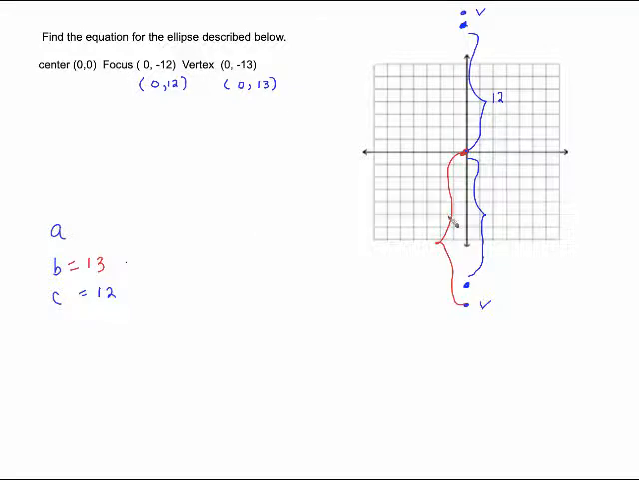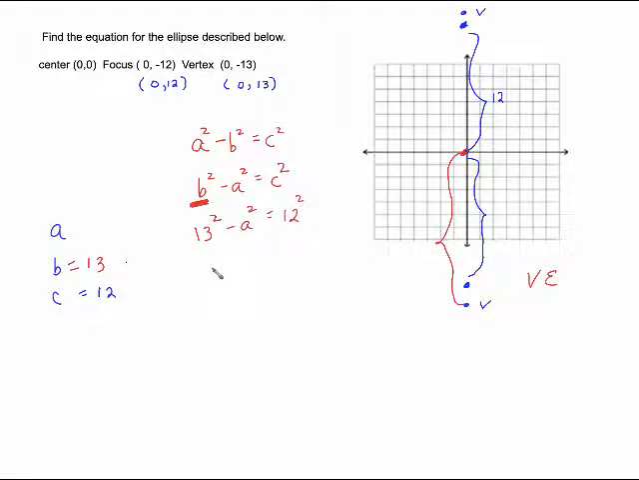We have to find out what A is. You know that to find A, it'll either be A squared minus B squared equals C squared, or it will be B squared minus A squared equals C squared. And how you decide which it is depends on if this ellipse is vertical or horizontal. Well, since the foci and the vertices are on the vertical axis, we know this is a vertical ellipse, which means the B value is bigger and it should come first in that arithmetic, and that is why we'll use B squared minus A squared equals C squared.